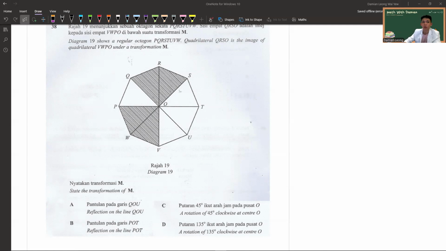Here, we just want to state the transformation M, whereby quadrilateral QRSO is the image of VWPO. So this is the image of this after the transformation M. So we want to see how we get from here to here.